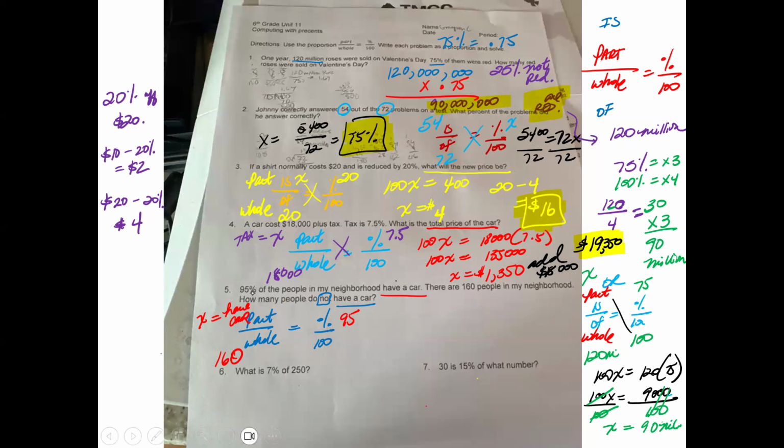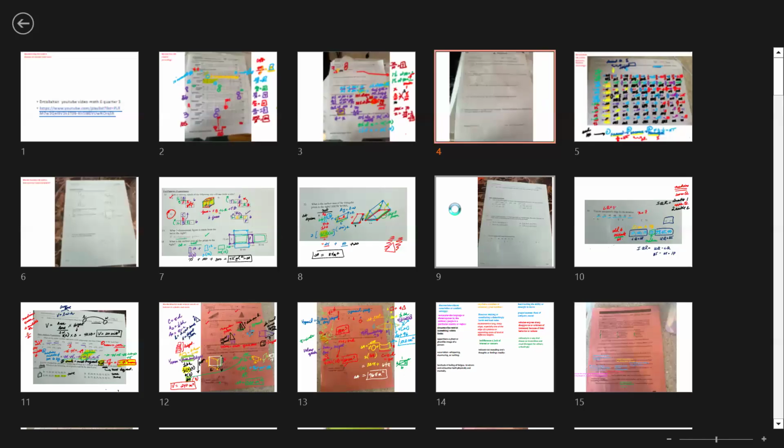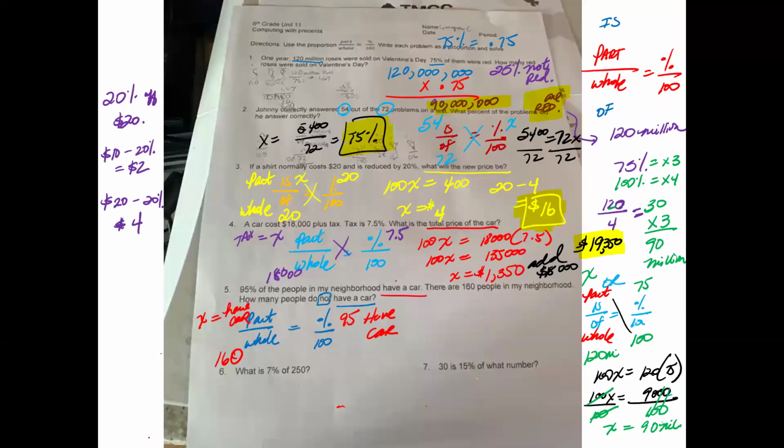But this question here, 95% of the people in my neighborhood have a car. 95% have a car, right? So X is the number of people that have a car. You can't do 95% have a car and then change it to do not have a car. The way this problem is set up is people have a car. But you're right. The question doesn't ask you for how many people have cars. The question asks you to do what? For people that do not have a car, right? So what does that mean?